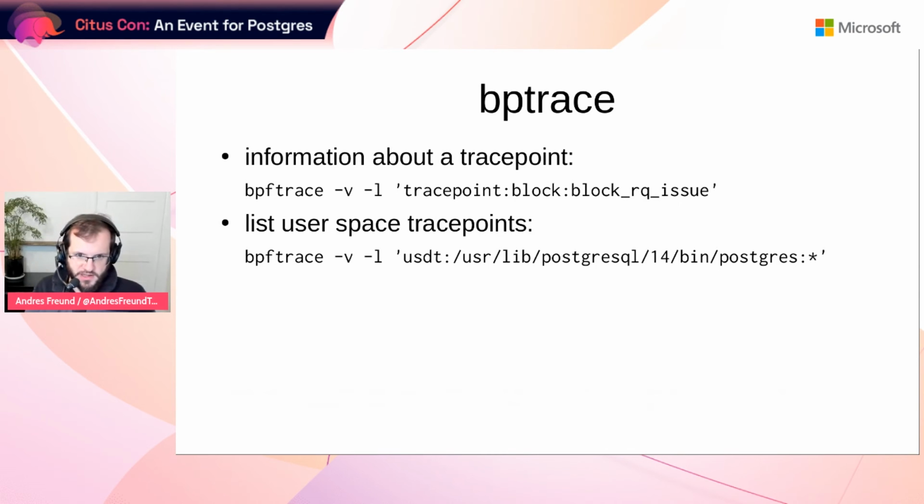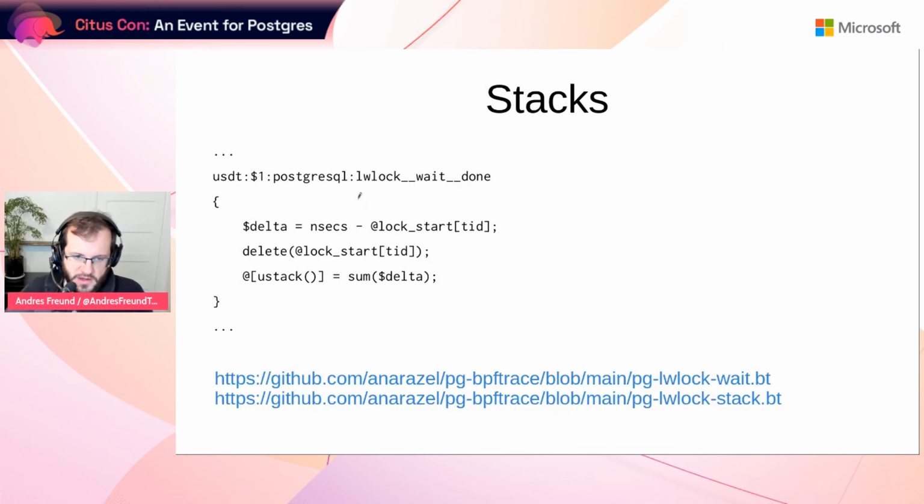If you want to write scripts like this yourself, it can be useful to see which trace points there are. For that, you can use bpftrace with the -l argument, and you can either give a name or use wildcards to get all the matching trace points. For kernel trace points, when you specify -v, it will also tell you which arguments are defined for the trace points.